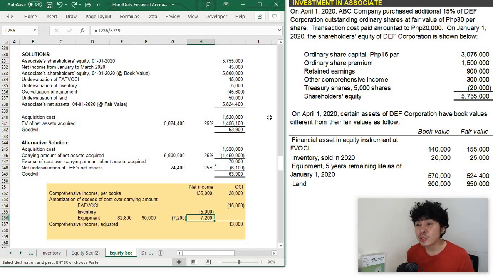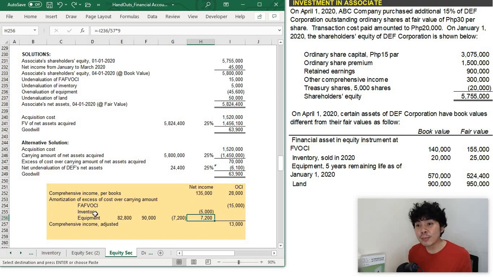So, basically, ano ba yung concept behind amortization of excess of cost over carrying amount? So, itong amortization of excess of cost over carrying amount, ginagawa mo lang to kapag etong mga assets na to, nagkakaroon na sila ng effect sa comprehensive income. So, ina-amortize lang ang excess of cost over carrying amount kapag nagkakaroon na sila ng effect sa comprehensive income. Kagaya nitong financial asset at fair value through other comprehensive income, inamortize natin siya ng buo yung 15,000 pesos kasi nagkaroon siya ng effect sa statement of comprehensive income kasi kailangan natin kunin yung changes in the fair value.